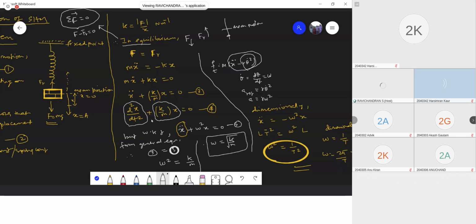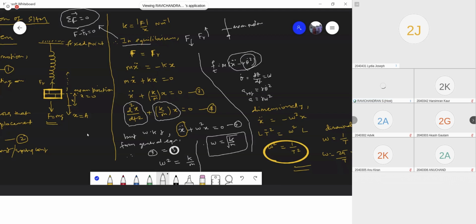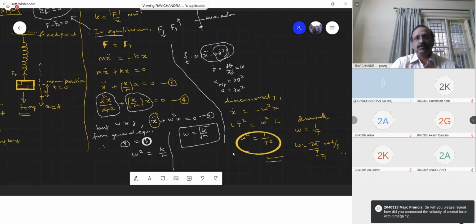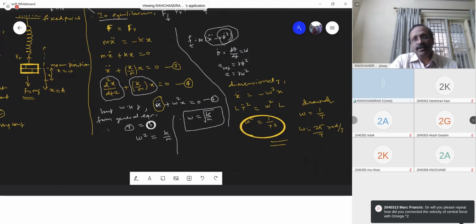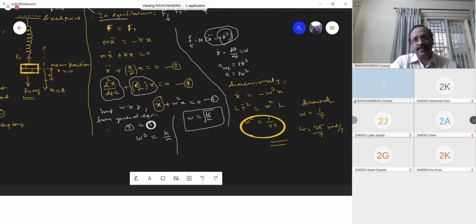Yes. Any other doubt? Yes, Lydia. Sir, can you explain how you replaced K by m omega squared in equation 5? Okay, this is what you were asking. Look at this one. I hope you understood the third equation and the fourth equation. No problem, right? This is the same thing only I've written here.